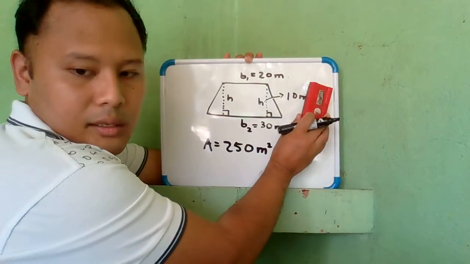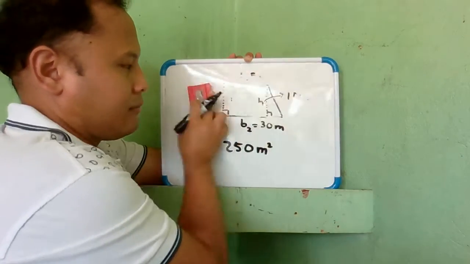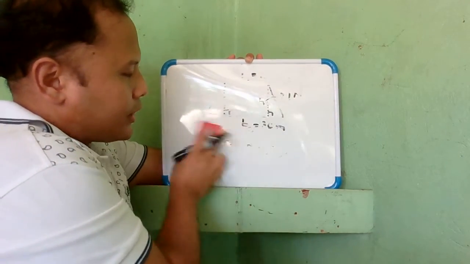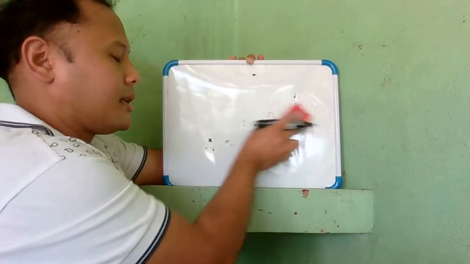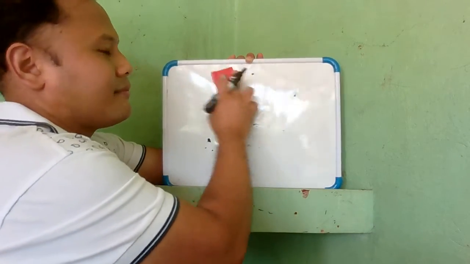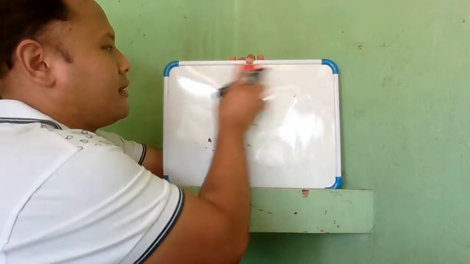Alright. So, let us play along with the formula. So, I'm computing the area of the trapezoid. But how about if I compute the missing base, the missing height? That's easy. So, I'll show you.